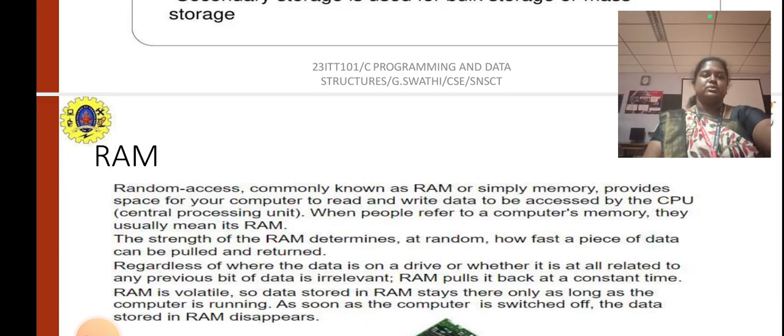RAM is volatile, so data stored in RAM stays only as long as the computer is running. As soon as the computer is switched off, the data stored in RAM disappears.